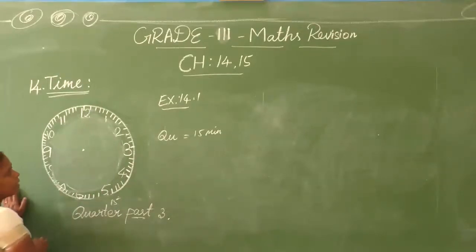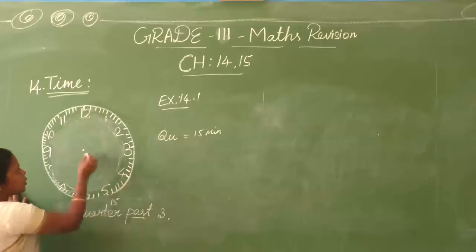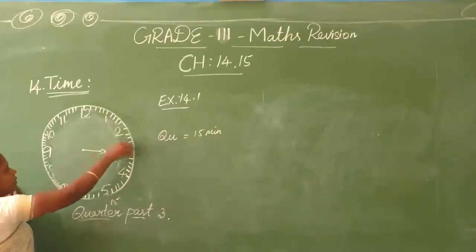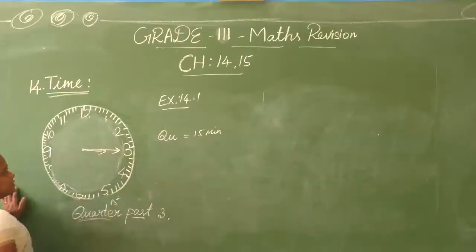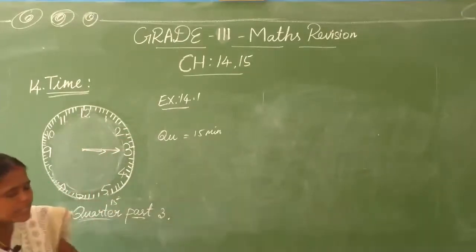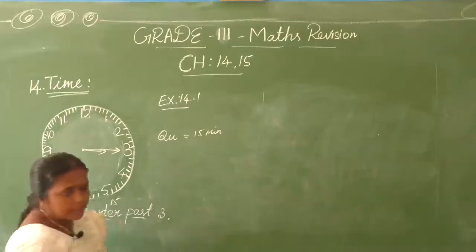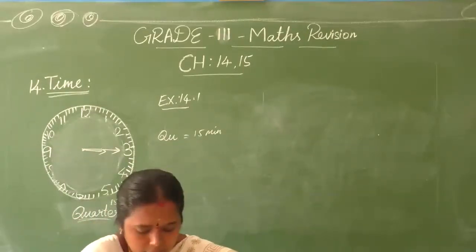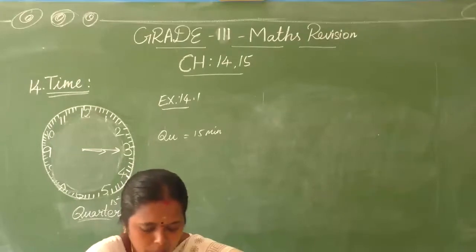So for mentioning that, you have to draw the hands on the clock. How do you draw the hands? The hour is 3, so the short hand you have to draw towards number 3. Then quarter is nothing but 15 minutes: 5, 10, 15. Like this. Understood? On this basis, the second section is given. Third section, just using AM, PM. For the given statement, you have to mention AM or PM. Complete the following using AM or PM.